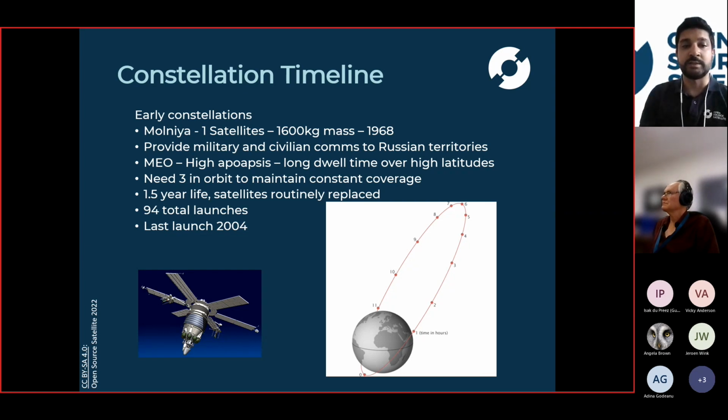Because of that very low periapsis, as you can see at 0.0 on that graph, these satellites typically did not have a long lifetime, so they were routinely replaced. We've had 94 of those launches up until as recently as 2004.